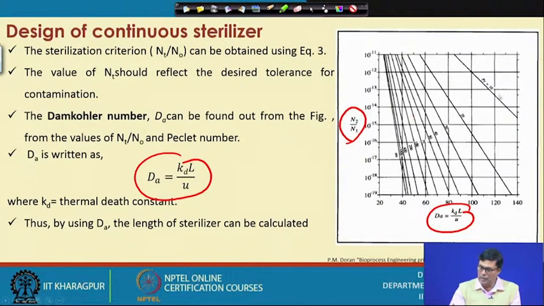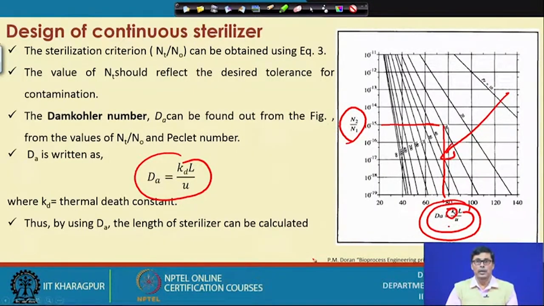This we have the correlation, n2 by n1, and this is the Peclet number. As the Peclet number increases, the correlation is like this. So, if you know this value, how much sterility, what degree of sterility you want to maintain, then you can easily find out the Damkohler number, Kd L by U. And if you know the particular Peclet number, then you can easily find out the Kd value. And Kd value, as you know, depends on temperature. You can easily calculate the temperature of sterilization.